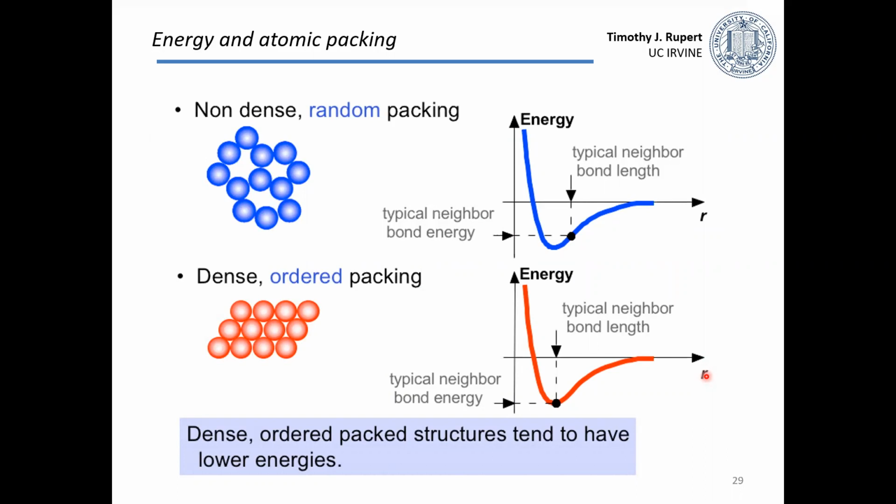That atomic packing ends up being pretty important for energy. So we can take these potential energy versus separation curves and think about what a non-dense random packing would be and compare it to a dense ordered packing. And it's pretty simple to see that if we're not at that optimal atomic spacing, we won't be at the bottom of this trough and we'll have a higher energy of our system, okay? The main point here is that most materials really like these dense ordered crystalline packings, okay? So most solid materials we see are gonna form some sort of crystal structure.